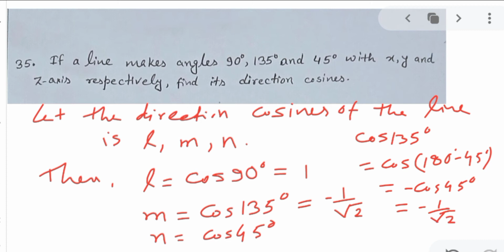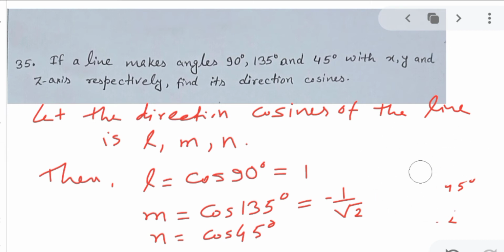So all these things you should know. No need to write this much calculation here. That's why I am writing directly. This is just for your explanation. Cos 45 degree is 1 upon root 2. So since the L value is 1, M value is minus 1 upon root 2, and N value is 1 upon root 2. So this is the answer you will write.